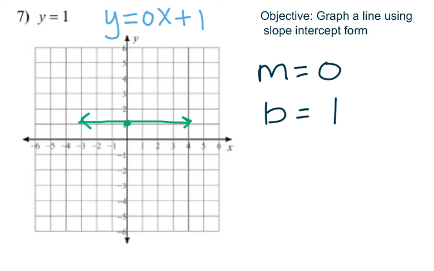Okay, so if we have an equation of a line that is y equals a number, that number is going to be the intercept, and it's going to be a horizontal line through that intercept on the y-axis. And that is how you graph a line using slope-intercept form.